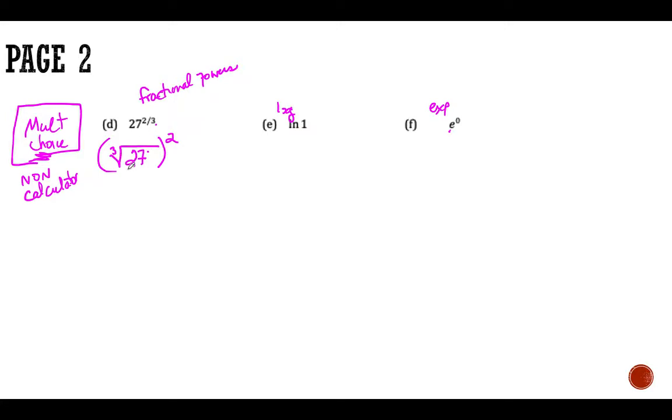What number can you multiply 3 times together to get 27? It ain't 2, is it? 2 times 2 times 2 is 8. But 3 times 3 times 3 is 27. The cube root of 27 is 3, and now what is 3 squared? That's 9.